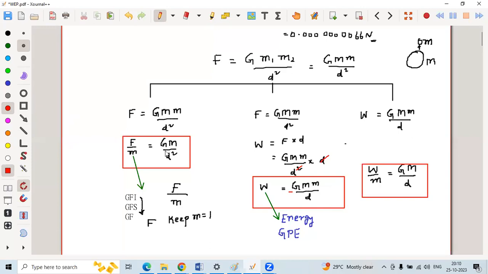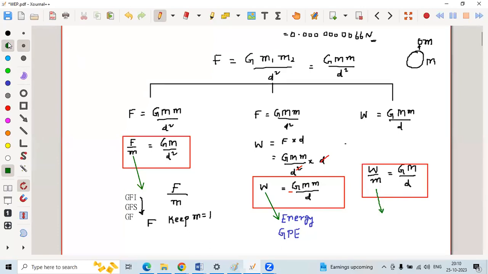Right? So Buddha, what is gravitational potential energy? Minus GMm by d. What is gravitational field intensity? GM by d square. Acha. Last one. That is this.